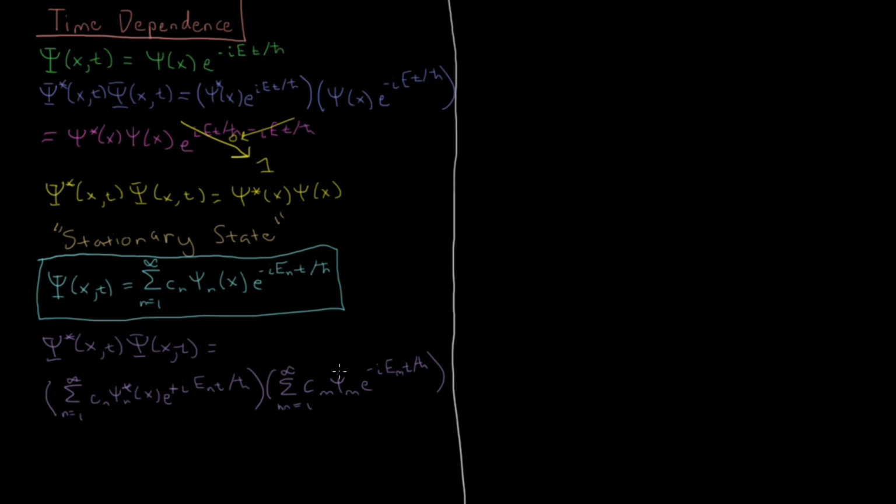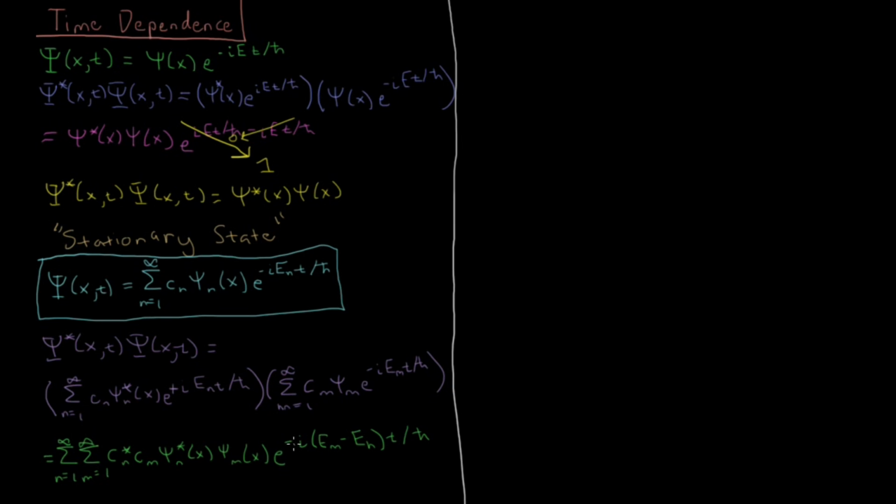Okay, so that's that one, and then we can make, I believe, one more nice little simplification out of that, which is we can write this as a double sum. So there's an inner loop and an outer loop here, of n equals 1 to infinity and m equals 1 to infinity, where we're going to have Cn star Cm psi n star of x psi m of x. Then we have e to the minus i (Em minus En) t over h bar.